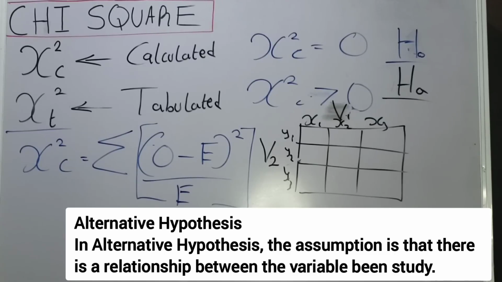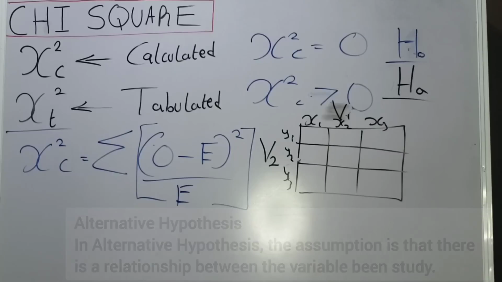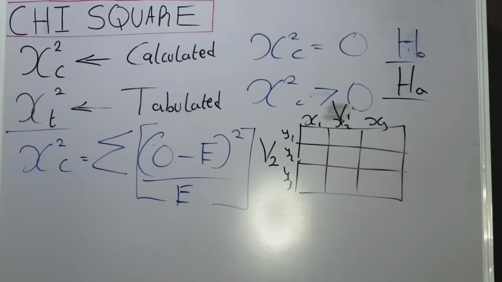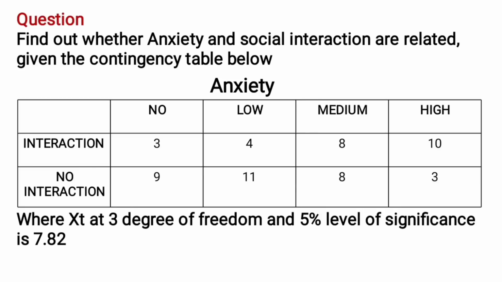Having explained the concept, I'm very sure you understood all this. Now let us go into a worked example. I want to write the question down. Okay, let's consider the question on the screen. We are asked to find out whether anxiety and social interaction are related, given the contingency table below. We have the anxiety levels: no, low, medium, and high, and we have the interaction on the row side. We are given that the critical value at 3 degrees of freedom and 5% level of significance is 7.82.